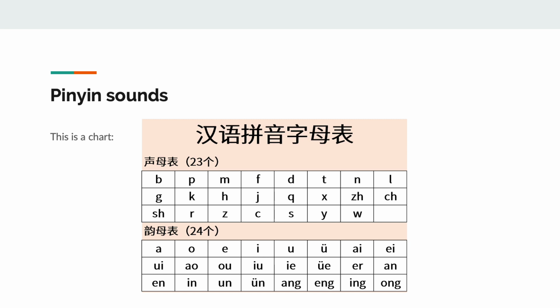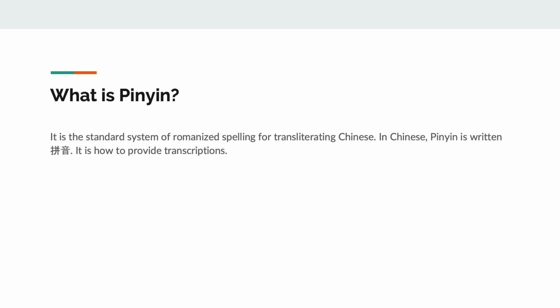First of all, what is pinyin? This is a chart where you can see all the consonants of Chinese and all the vowels of Chinese. Pinyin is the way that we use to transcribe Chinese sounds into English letters. It is a standard system of romanized spelling for transliterating Chinese. In Chinese, pinyin is written like this. It is how to provide transcriptions.